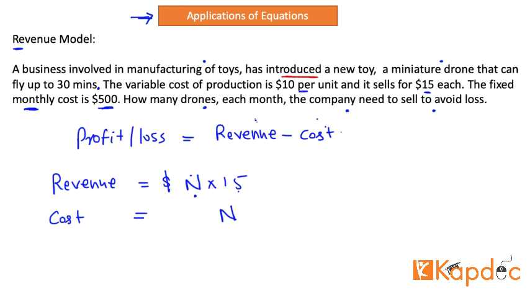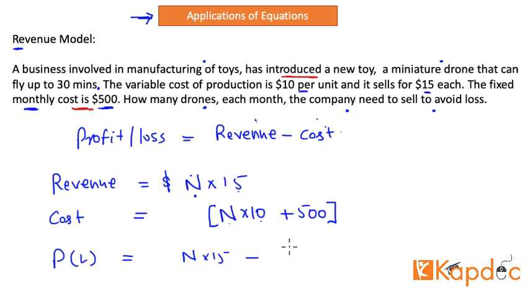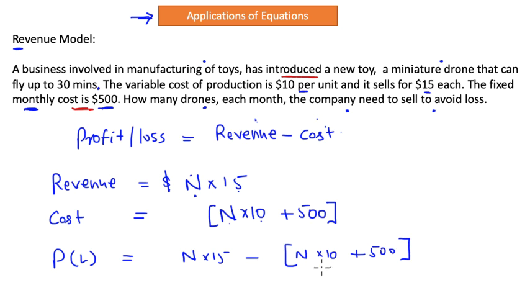So that means at least that much I have to spend to produce those n number units. On top of that, I also have this fixed monthly cost of 500. So whatever I produce, n number of units times 10 plus 500. So this is going to be my cost, correct? So based on that, I say that my profit or loss is equal to revenue minus cost. That means my profit or loss is equal to n times 15 minus this whole expression about the cost, which is n times 10 plus 500. And this is inside the parenthesis, right?